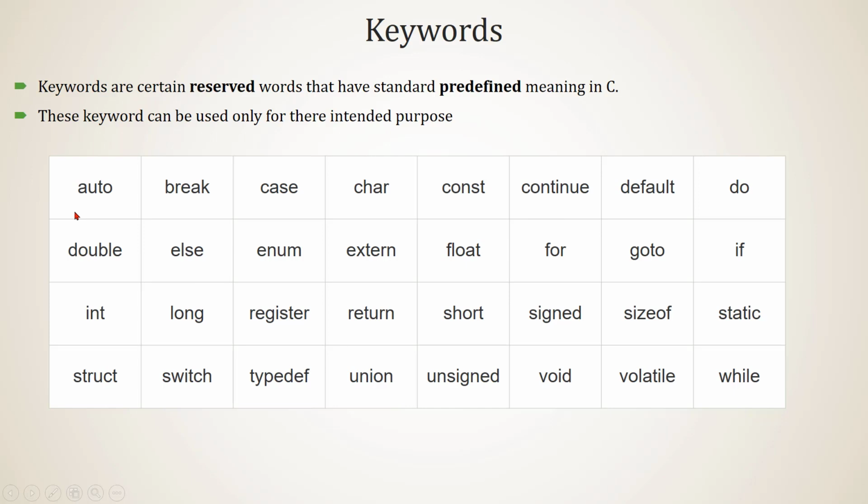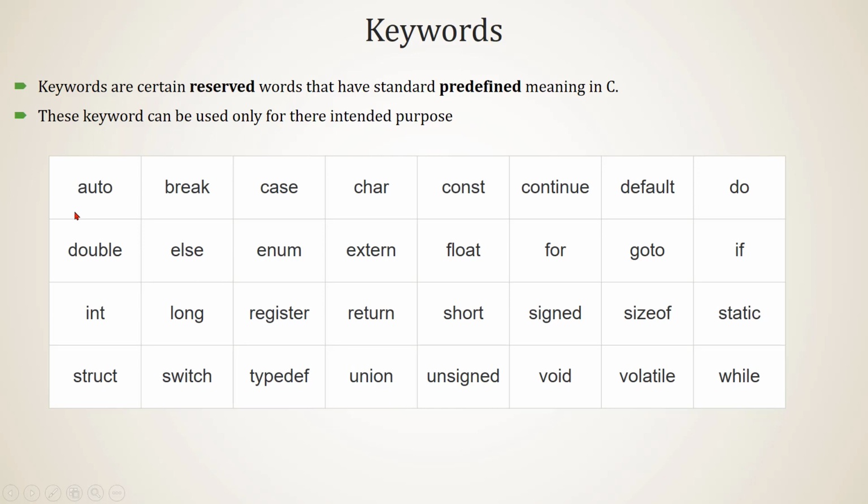And suppose Tom is an English word. We all know Tom is an English word, or Jerry is an English word. But Tom doesn't have any meaning. Jerry doesn't have any meaning. It is a name given to something. So it is not predefined.